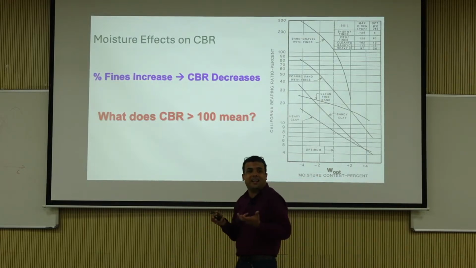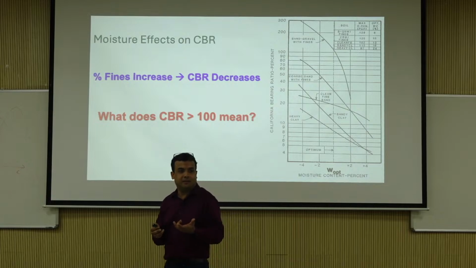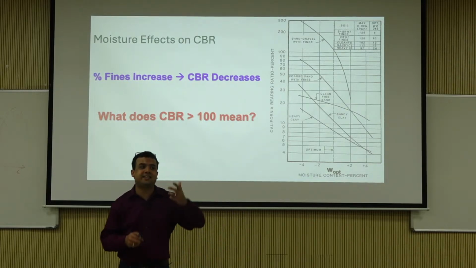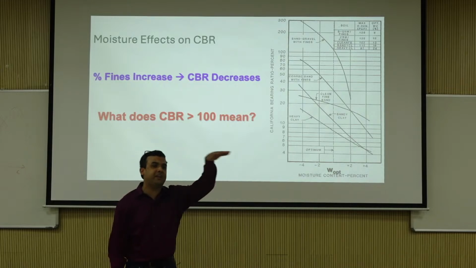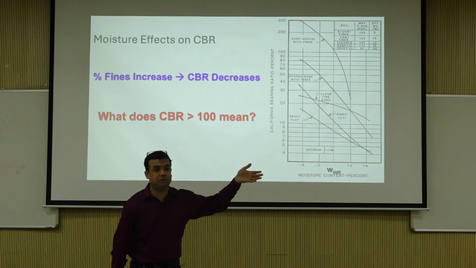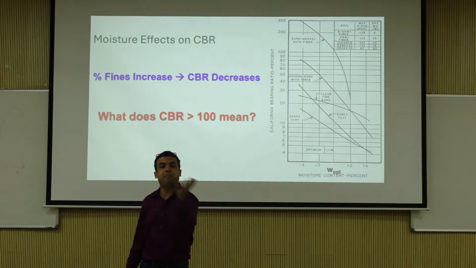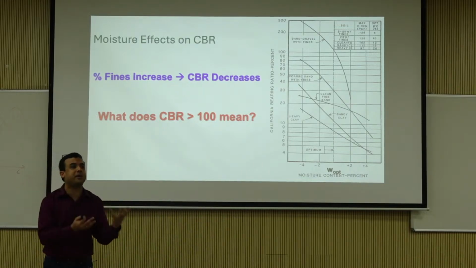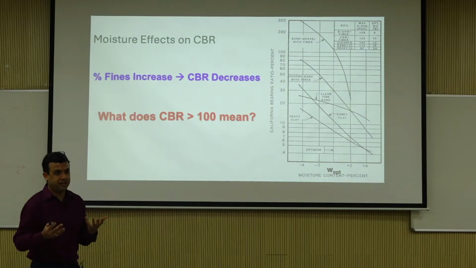What does CBR greater than 100 mean? It's an arbitrary reference material that you chose, which is probably not available anymore, right? So what does greater than that mean? Like how do you compare that with respect to your mechanistic performance and stuff like that? It's still questionable, right?